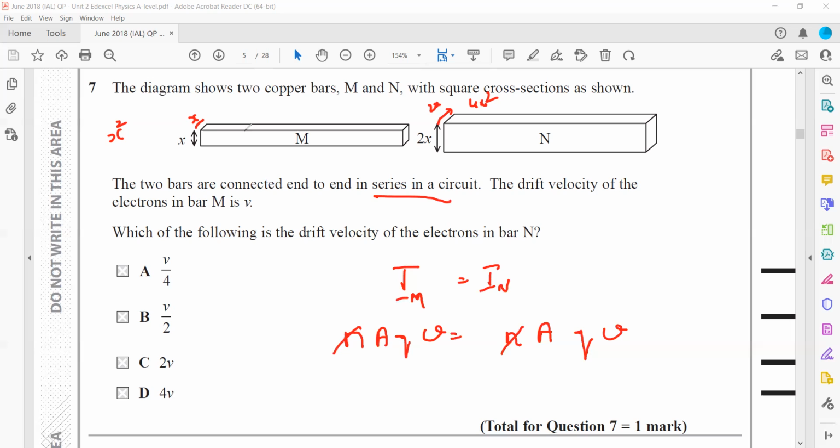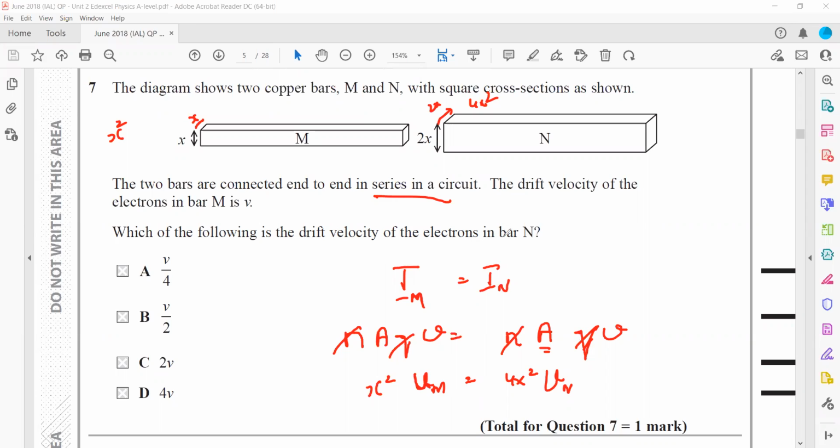What about the area of this one? This is X square. q will cancel out q. Drift velocity in M. And here the area is equal to 4X square, because one side is 2X, so total 2X into 2X, 4X square. Then this q can cancel out, and drift speed in N.